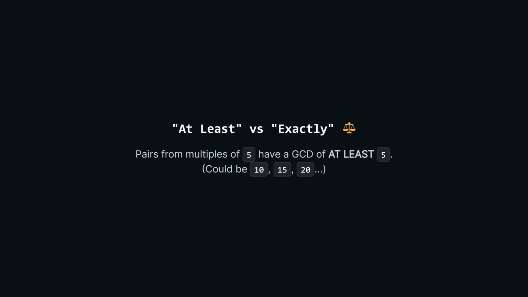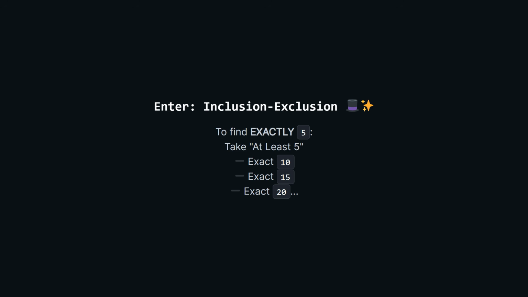But wait, there is a problem. If we pair up a 10 and a 20, they are both multiples of 5, but their actual greatest common divisor is 10, not 5. So our math gave us pairs with a result of at least 5, not exactly 5. This is where the magic of the Inclusion-Exclusion Principle comes in.